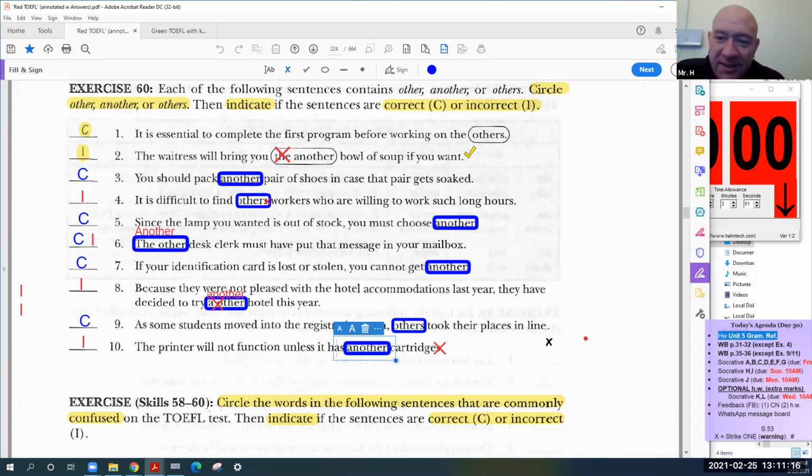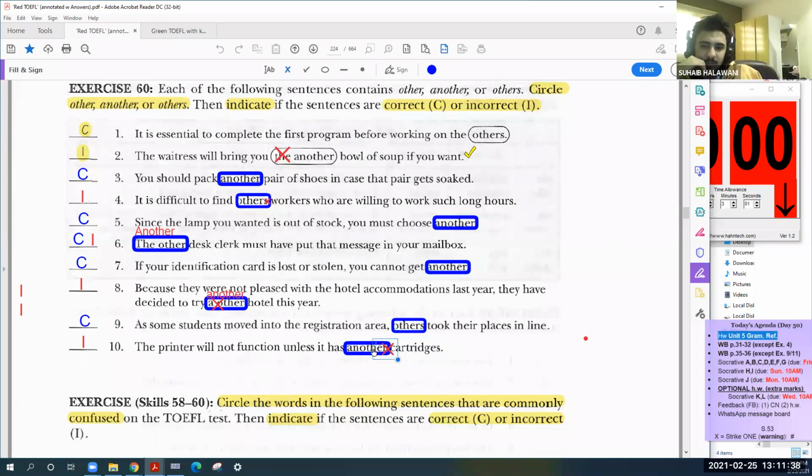and white, then it's one cartridge. So the printer will not function unless it has another cartridge. So in that case, no S. Do you understand? But if it's a color printer, we need the S. It should be other cartridges. Do you understand, gentlemen?